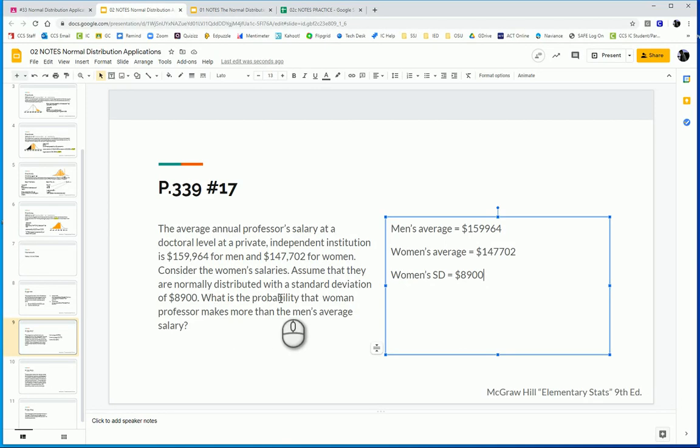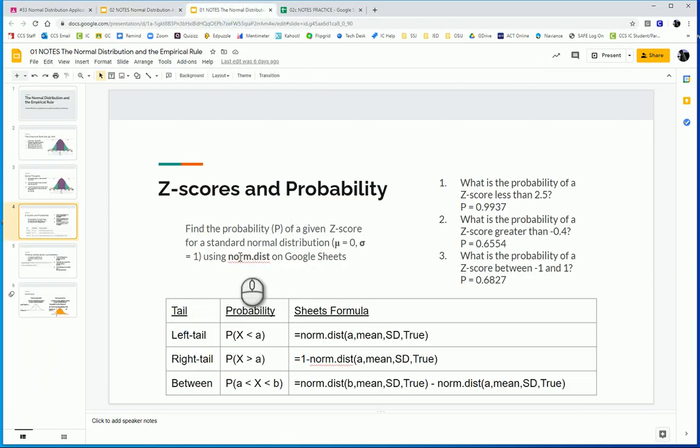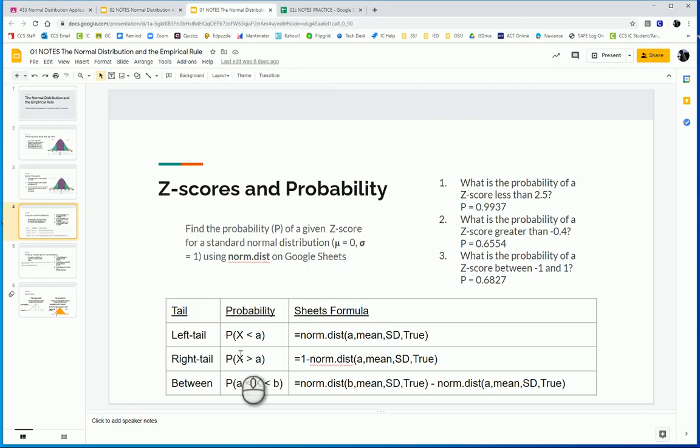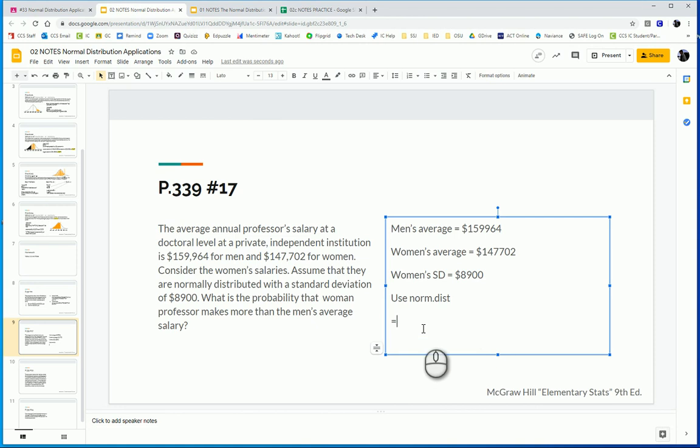So that's the key. You're looking for a probability. If you want to find the probability, that's going to be norm.dist. Okay, so use norm.dist. It's going to be the probability that they make more than the men's average. So they're saying, what's the probability that it's more than this number? So this is more than, it's a right tail. So we're going to use 1 minus norm.dist.